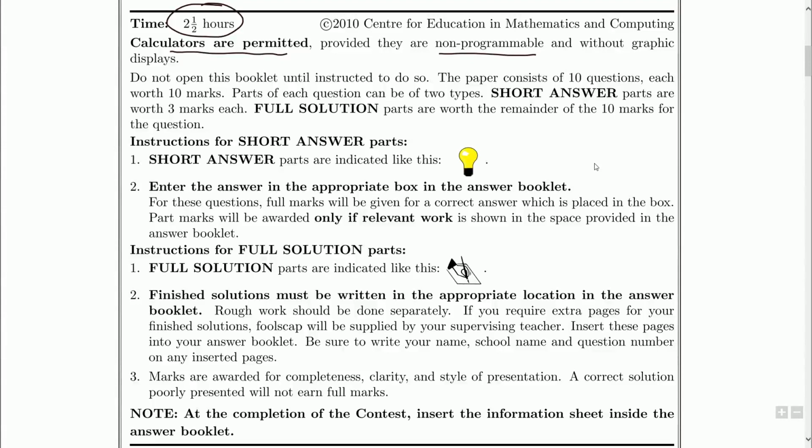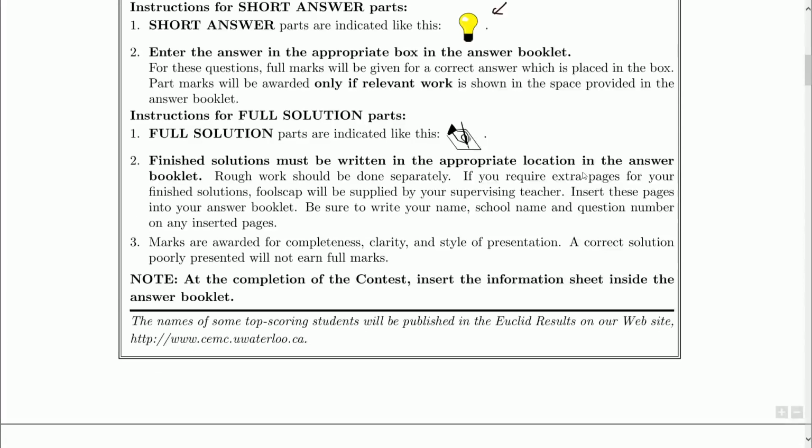There's short answer, where if you get the right answer and put it in the box they provide, you get all the marks. If you don't get that right, people who are marking look for part marks. And then there's full solutions, where you have to explain things. You know, if you're going to use the Pythagorean theorem, say, by the Pythagorean theorem we know, blah, blah. And you have to basically justify the right parts of the solution.